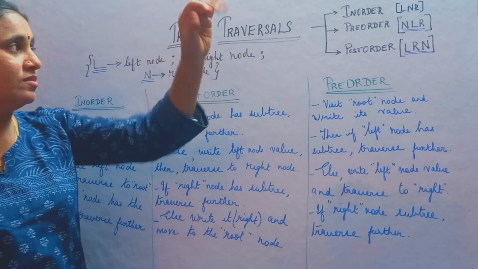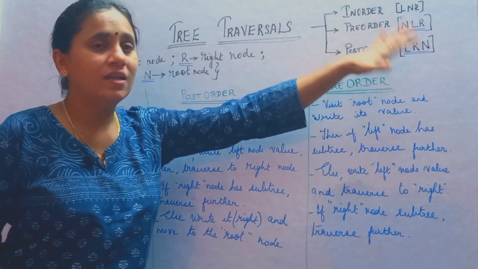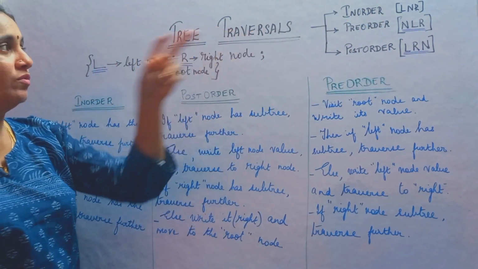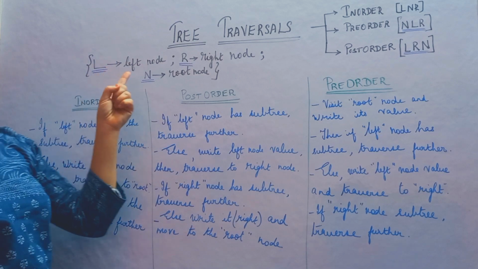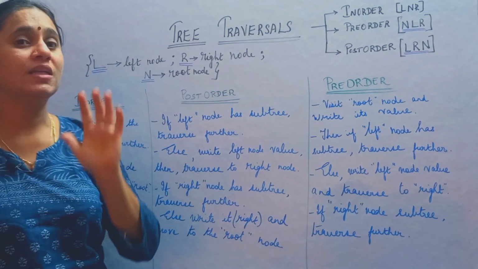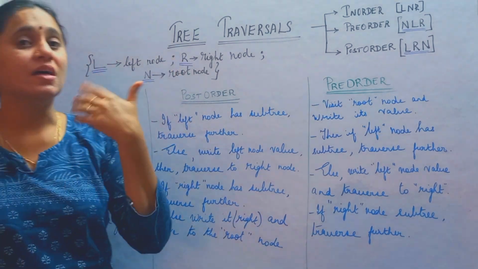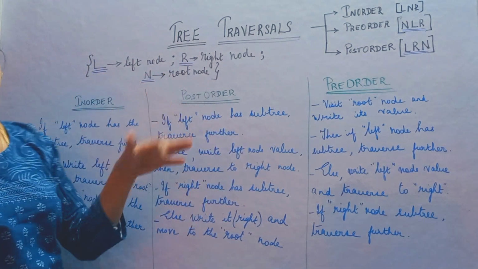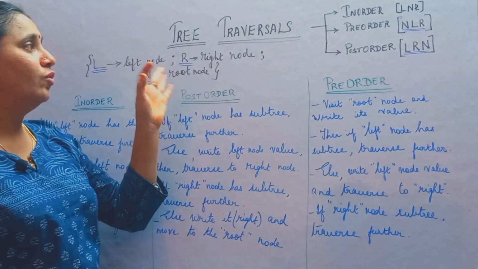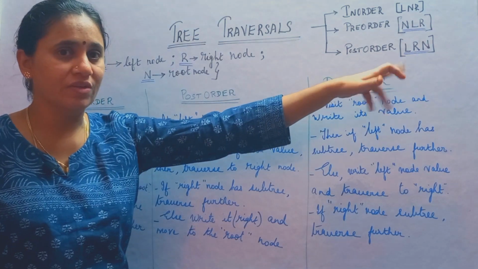In-order is L N R. First let me tell you the meaning of this L. L means I am going to visit the node present on the left. R means right node and N means root node. In simplification I have written it over here, friends, right?